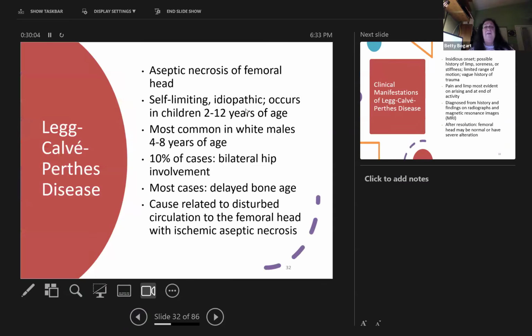Now, Legg-Calvé-Perthes. This is not an infection. This is an aseptic, means no infection, necrosis. That means the femoral head is dying for whatever reason. We don't really know why it happens. We know it is boys more than girls, and sometimes it's one hip, sometimes it's two hips. But our concern is that femoral head. We need to get blood supply there as quick as we can.